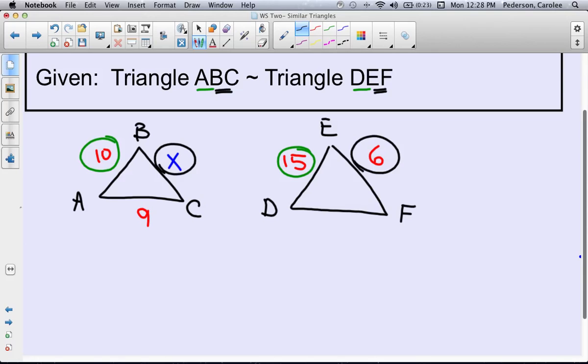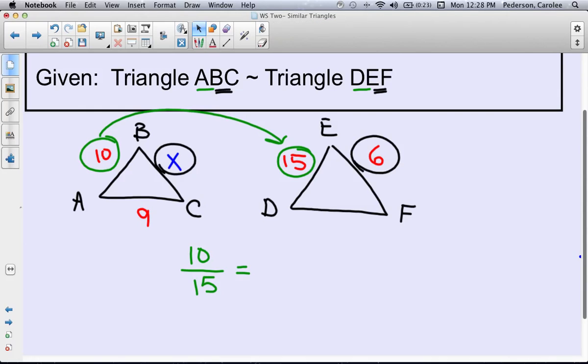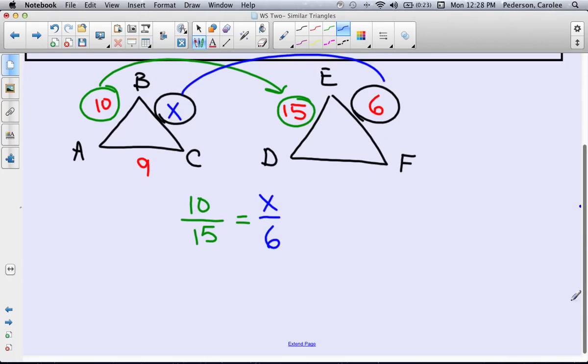And then we can ignore the number 9 because we don't need to use that in our proportion. So we're going to say 10 corresponds to 15, so 10 over 15 equals, and then x and 6 correspond. And now we solve by cross multiplication. So 10 times 6 equals 15 times x.